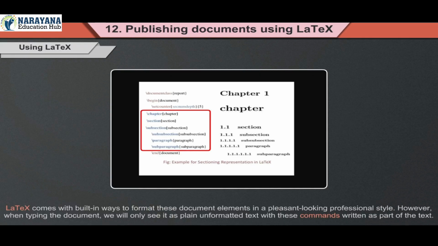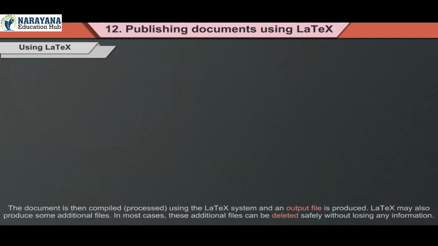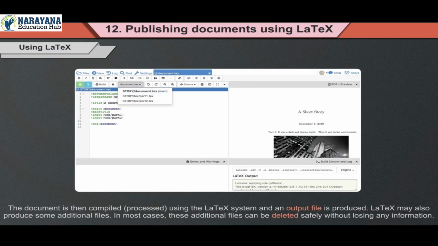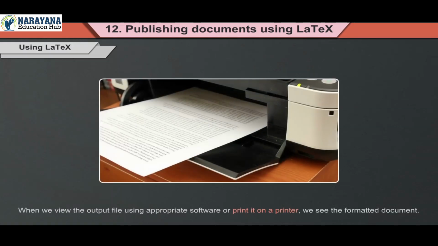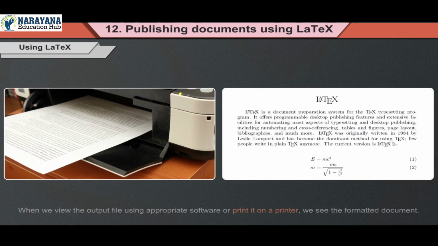However, when typing the document, we will only see it as plain, unformatted text, with these commands written as part of the text. The document is then compiled, that is processed, using the LaTeX system, and an output file is produced. LaTeX may also produce some additional files. In most cases, these additional files can be deleted safely without losing any information. When we view the output file using appropriate software or print it on a printer, we see the formatted document.